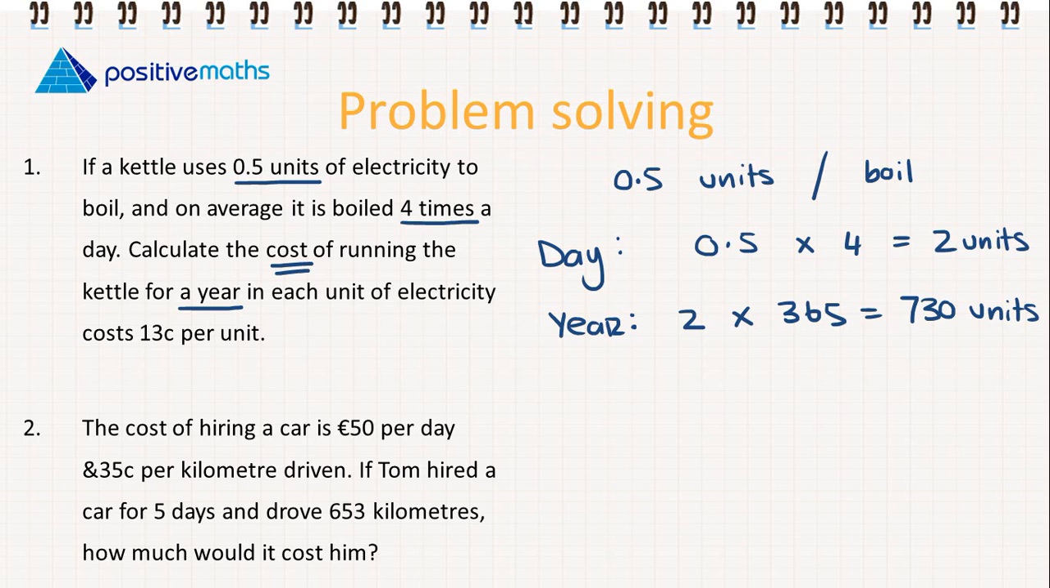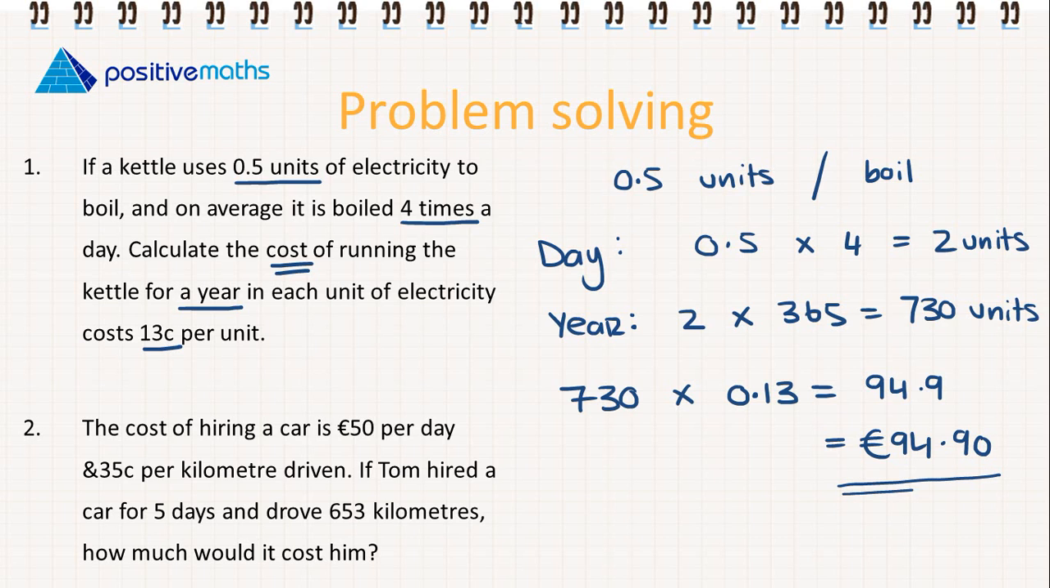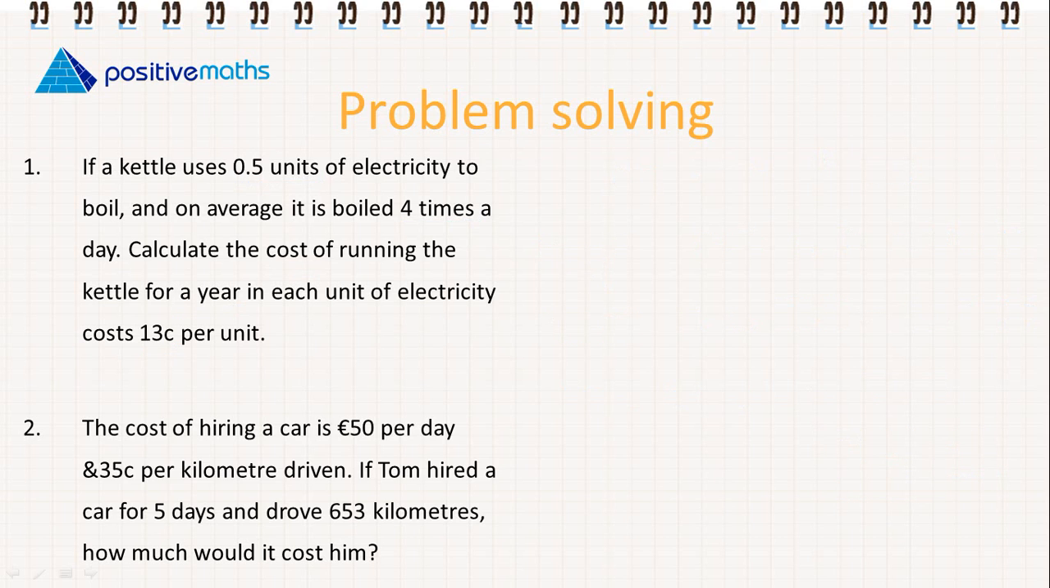Okay, but we have to find the cost per year. So it's 13 cents per unit. So we have 730 units multiplied by 13 cents. So again, being careful that we change it to 0.13. And we find 94.9. So this is money, so it's €94.90. So if we know how many units it takes to boil a kettle, the average number of times it's boiled a day, and the cost for each unit, we can calculate how much it will cost to boil the kettle for 1 year.